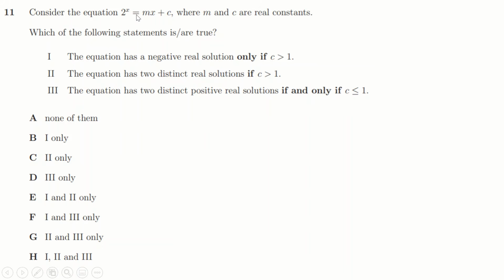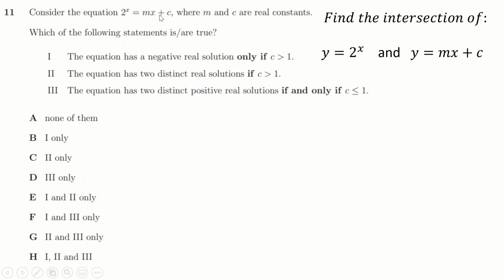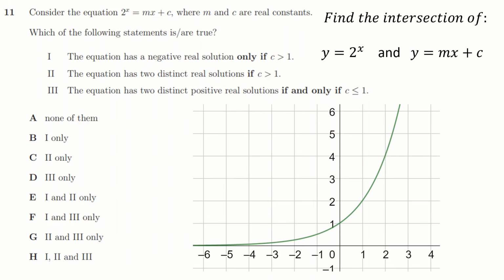Now, when I see this, I think, well, I don't know how to solve equations that have an exponential and a linear term in them. So I'm not going to. What I'm going to do is just try and graph this instead. What this is asking me is where does the intersection of y equals 2 to the x and y equals mx plus c happen, right? So I can do this all graphically. So here's y equals 2 to the x, I think. Yeah, looks about right. And y equals mx plus c is just a line. And I'm going to look for whatever the question says.